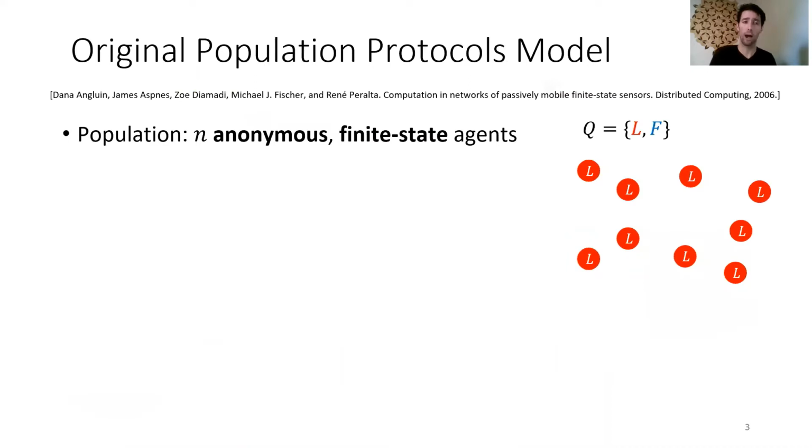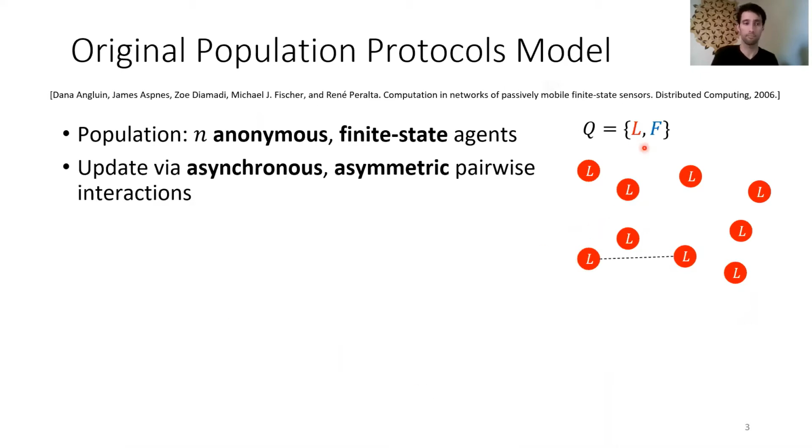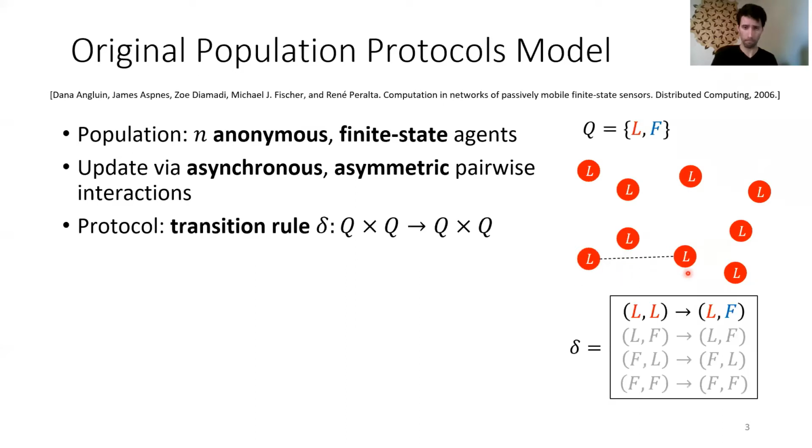Now, the original population protocol model considered a population of anonymous finite state agents. For example, here we have two states, L and F. The agents update via asynchronous asymmetric interactions. The agents meet in pairs, and the pair updates via some transition rule. The protocol is defined by a rule delta. In this case, whenever two L's meet, one of them becomes an F. All of the other interactions are null. Nothing changes.